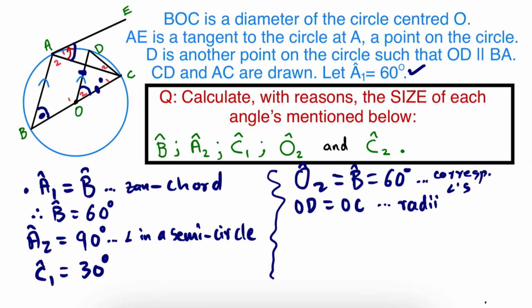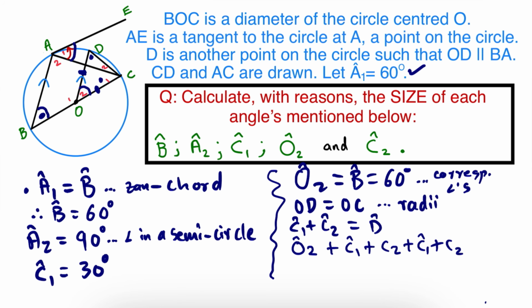So if OC and OD are equal, it means angle C1 plus C2 should be equal to angle D. You see D here, there's a dot in it. You see, angle D should be equal to angle C1 plus C2. So that's what I'm going to write. I'm going to say C1 plus C2 should give me D. So which is going to be, I'm just going to say O2 plus C1 plus C2 plus C1 plus C2 should give me 180 degrees.